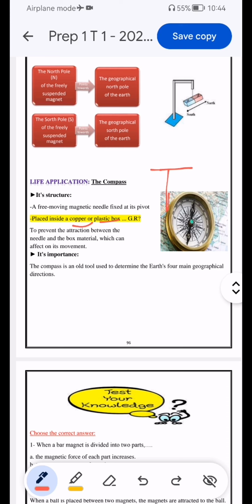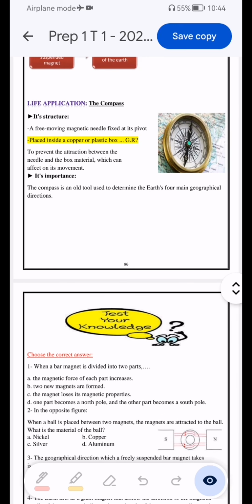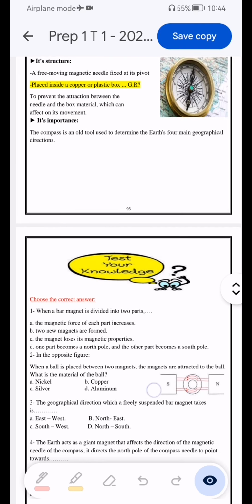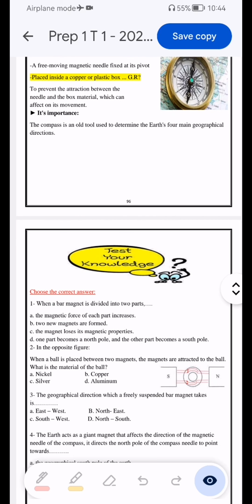Which can affect its movement. So the box is made of what? Copper or plastic, a non-magnetic material, so as not to attract the magnetic needle. And its importance? The compass is an old tool used to determine the Earth's four main geographical directions: north, south, east, and west.